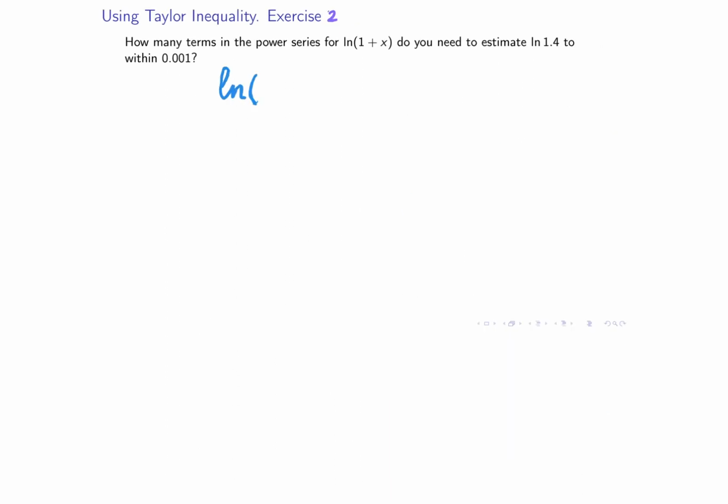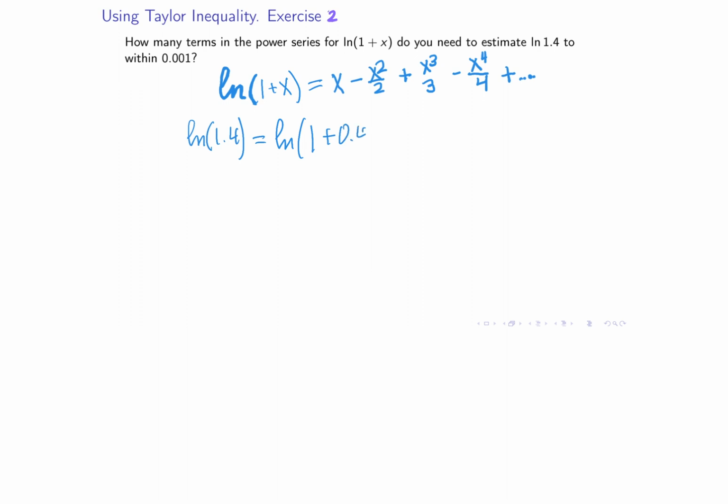Here is another problem. We have log of 1 plus x. Let's recall the Taylor series. So this is an alternating series, and we want to estimate the logarithm of 1.4. So log of 1.4, that's log of 1 plus 0.4. So using this expansion, it will be 0.4 minus 0.4 squared over 2 plus 0.4 cubed over 3, etc. Now, how many terms do we need to take if we want the answer to be within 0.001?